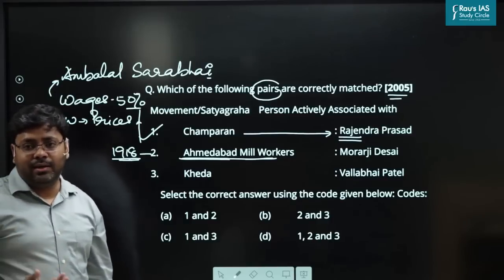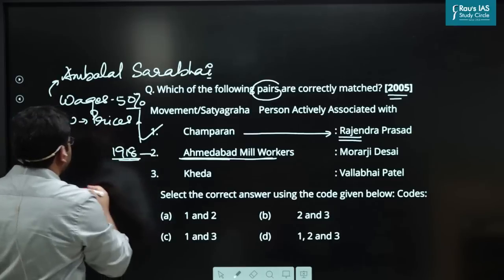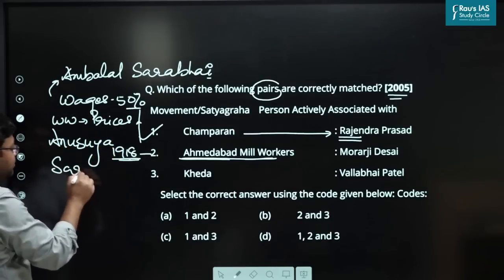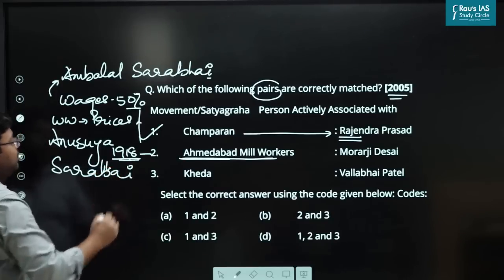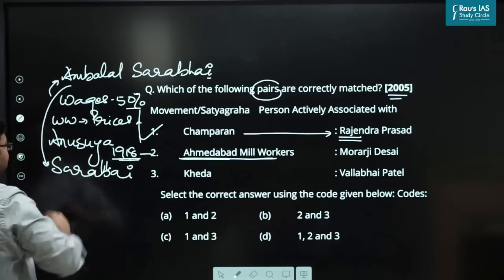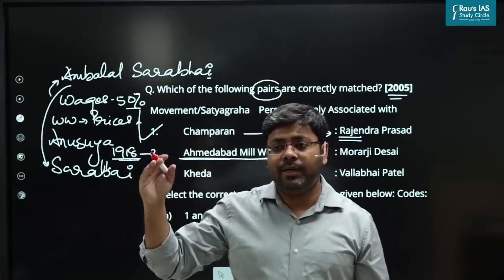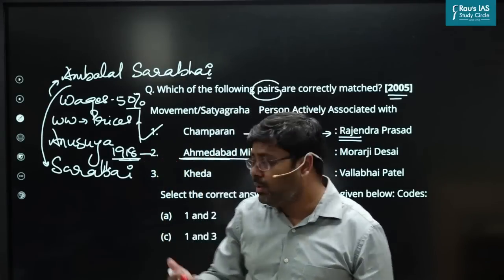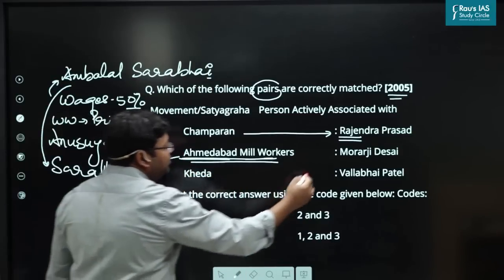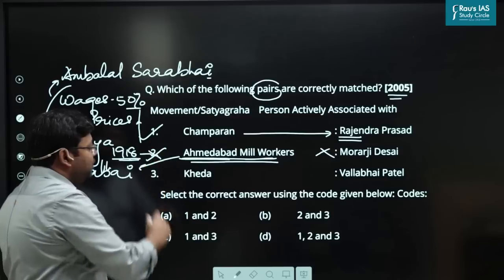Gandhiji started a Satyagraha, and in this Satyagraha, Gandhiji was supported by Anusuya Sarabhai. Now, Anusuya Sarabhai was also the sister of Ambalal Sarabhai, but she supported Gandhiji. From this time onward, Anusuya Ben became a big Gandhian leader. So, Ahmedabad mill strike is associated with Anusuya Bai and not with Morarji Desai. Second is gone. First is correct, second is not correct.